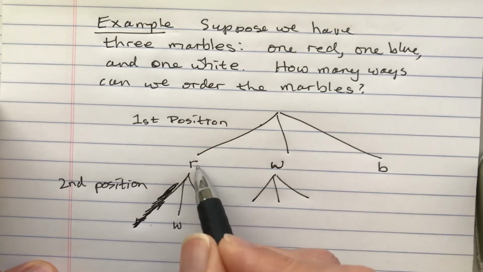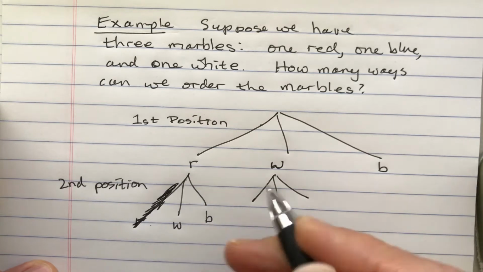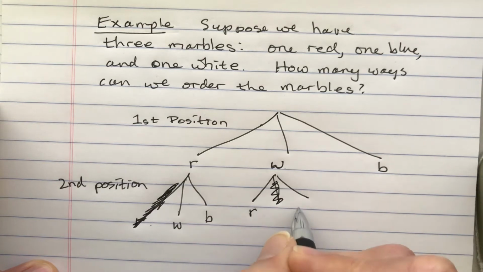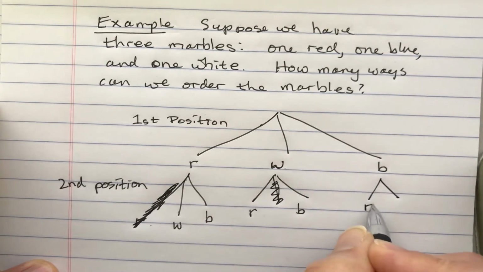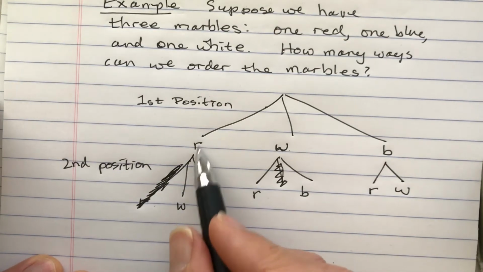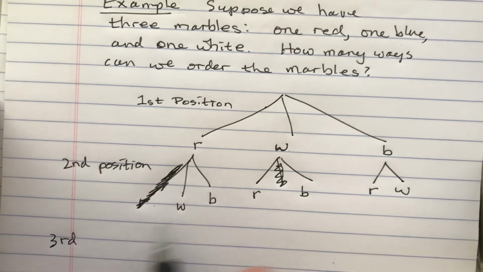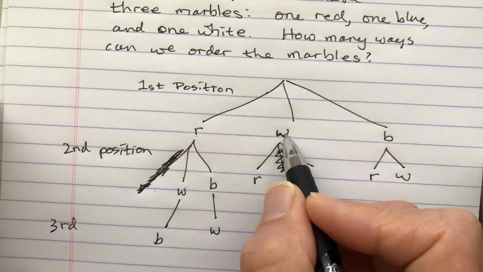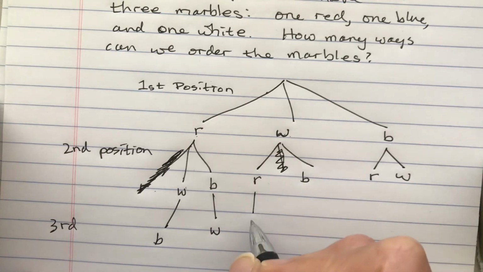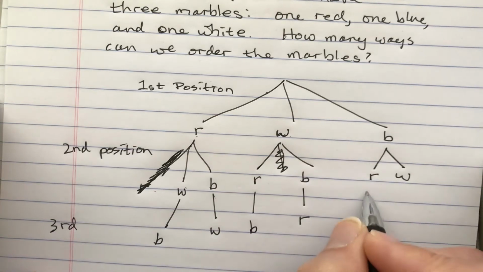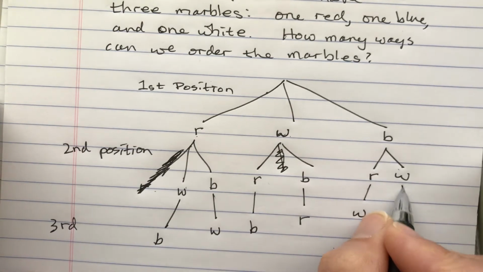So if the first one has a red, there's only the white and the blue left. Now over here, if the first one's a white, there's only a red and a blue left. And if the first is a blue, there's only a red and the white left. Now, if you have red and white, so this is the third, there's only one thing left, a blue. If you have a red, blue, there's only a white left. Now here we have white, red, there's only a blue left; white, blue, there's only a red left; blue, red, there's only a white; blue, white, there's only a red.